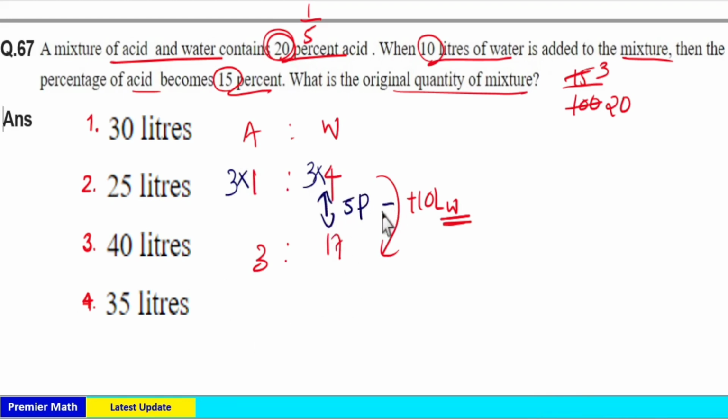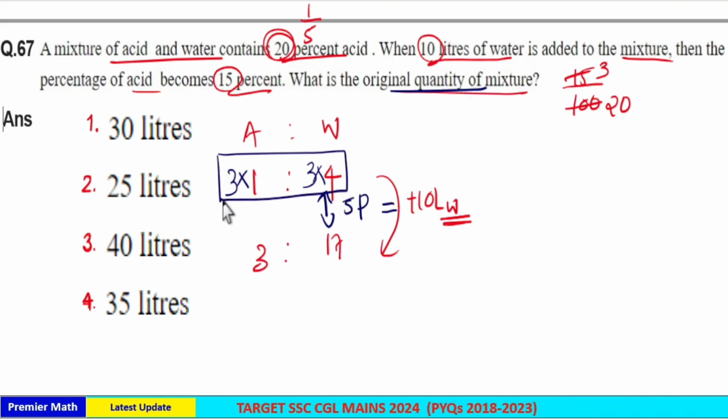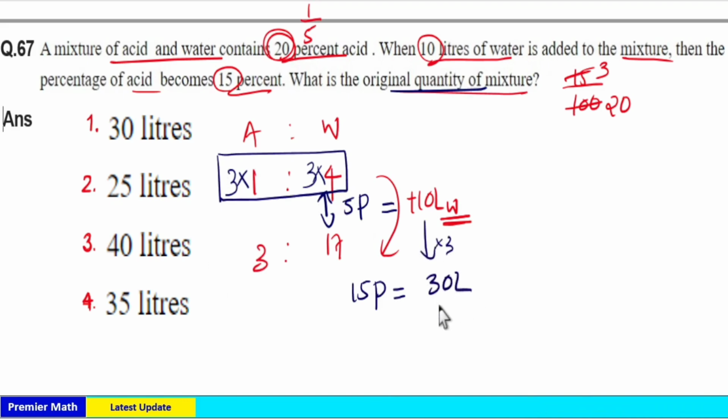Now 5 parts is equal to 10 liters of water. And we need the original quantity of the mixture. The original quantity of the mixture is 12 plus 3, 15 parts. If 5 parts is 10 liters, then 15 parts is the original quantity, which is 10 into 3, 30 liters. 5 into 3 is 15 parts, so 10 into 3 is 30 liters. 15 parts is 30 liters, so option 1 is your answer. The original quantity of the mixture is 30 liters.